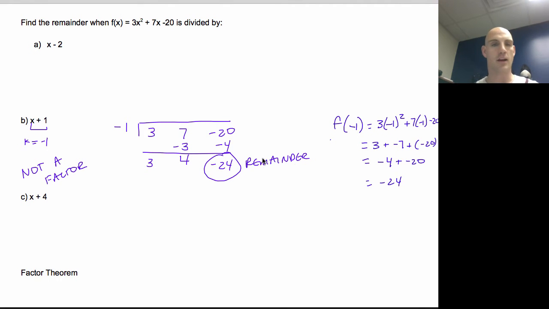Now that we've seen the remainder theorem works in the previous two examples, I'd like for you to go ahead and try this x plus 4, figure out what your k is equal to, and then check back in for the answer.